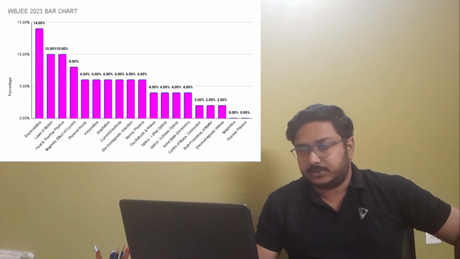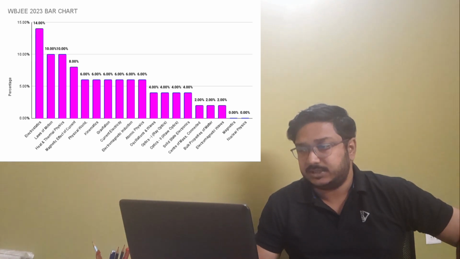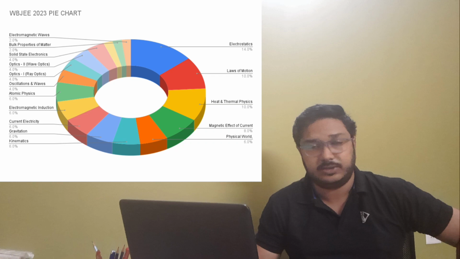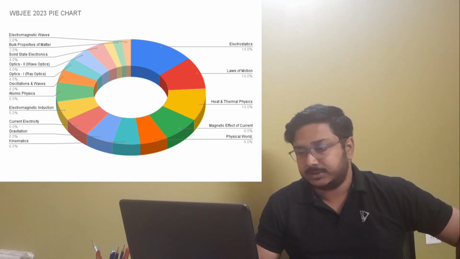Now let us discuss WBJEE 2023. The major chunk of questions, that is almost 48% of the questions, came from these 5 modules: electrostatics, laws of motion, heat and thermal physics, magnetic effect of current, and kinematics.